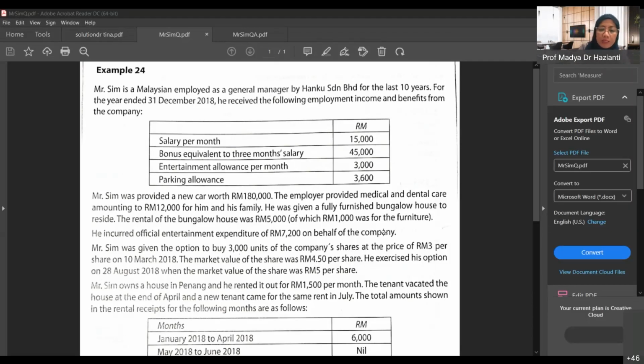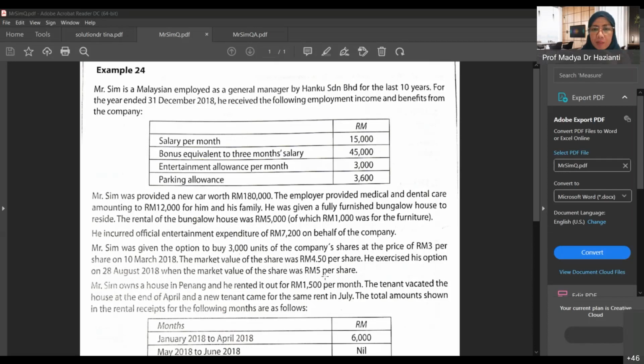Dia dah untung dekat sini, berapa banyak dia untung ni? RM1.50. Okay. So this is how you should compute. Darab dengan dia dapat how many units? 3,000 units. Okay. Share option ni masuk dalam section 13(1)(a) juga. So 450 minus RM3 darab dengan 3,000 unit yang dia dapat ni. Harga yang dia jual ni tak kisah, untung dia tu dah not taxable tau, nampak tak?